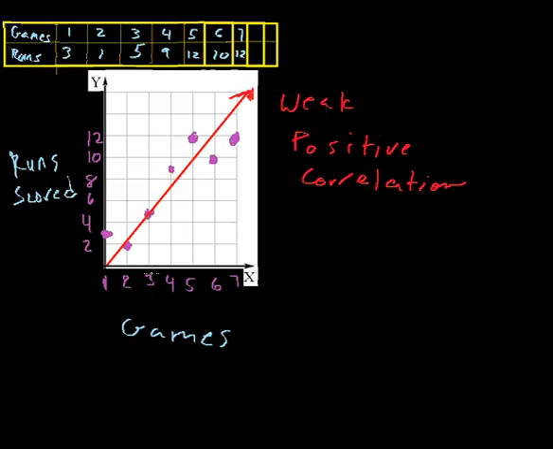And well, I don't know how many runs they would score if they played more games. What if we had 100 games on here? Would they score 100 runs? Well, no, I don't think so, but I'd probably see if they played 100 games between game 1 and game 7, I'd have a stronger correlation on the graph because the points would be more compact together. And if that were the case, I'd have a strong positive correlation. Cool stuff.